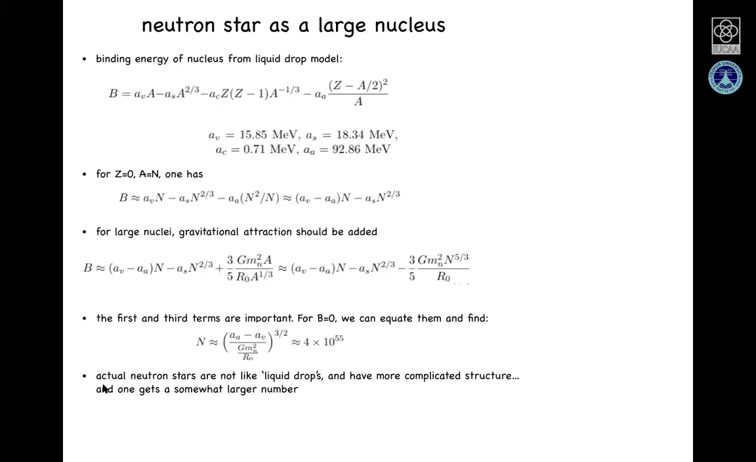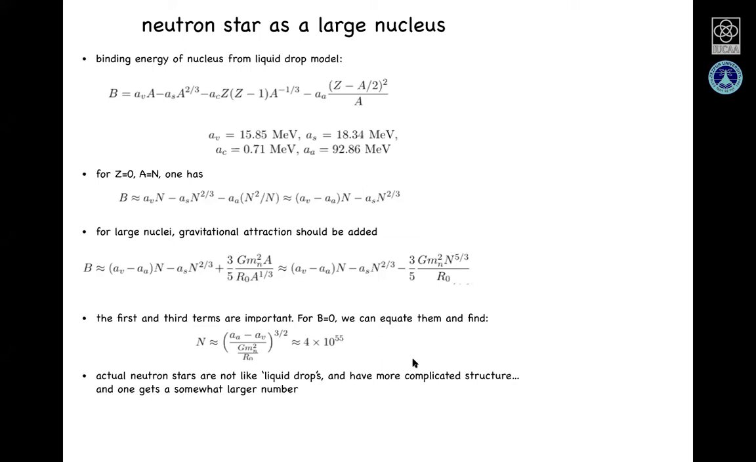Of course, actual neutron stars are not really liquid drops. There's a very complicated structure. So the numbers you will get are slightly more than this. You will get about 10 to the power 57 or so. Now, 10 to the power 57 means what? It's a stellar mass, 1 solar mass. So you can actually take the students from the nuclear physics curriculum to astrophysics, from the binding energy arguments, and make them think of a neutron star as a large nucleus.